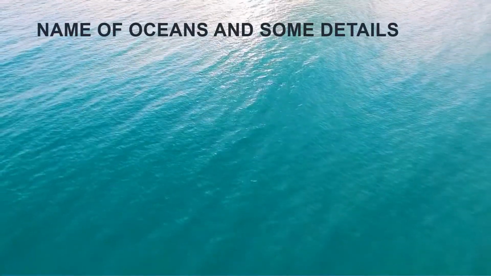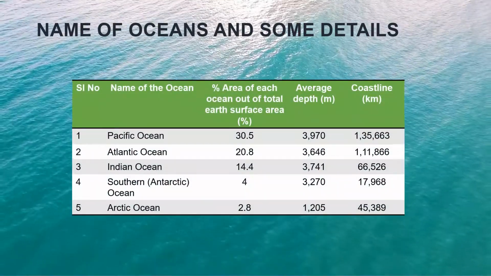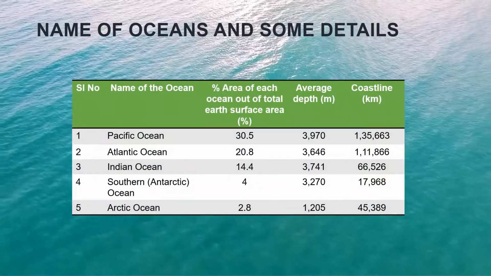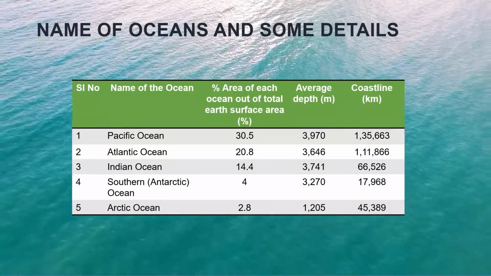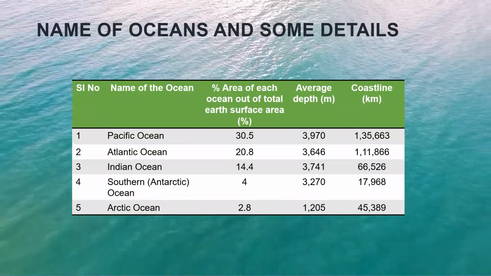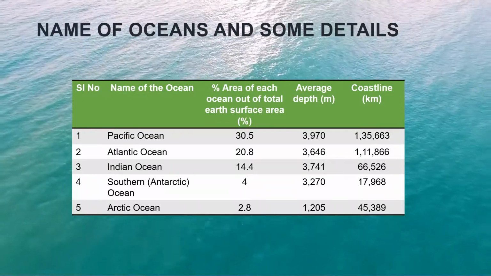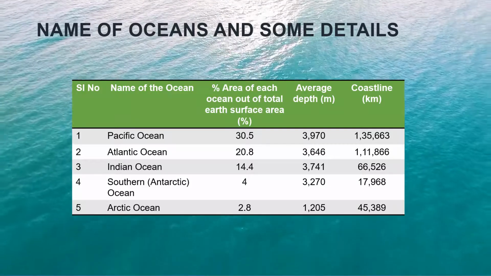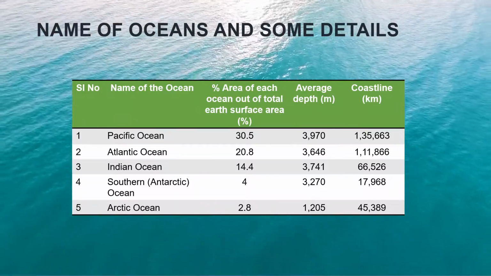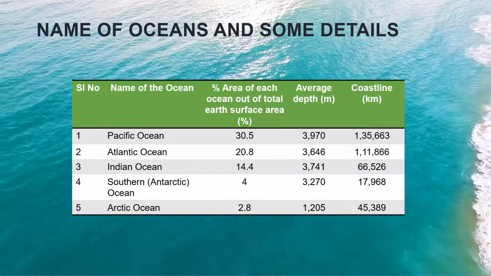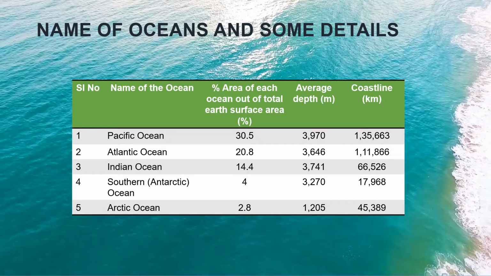Name of oceans and some details. There are 5 major oceans in the world. First one is Pacific Ocean, second Atlantic Ocean, third Indian Ocean, fourth Southern or Antarctic Ocean, fifth Arctic Ocean. Pacific Ocean covers 30.5% of Earth's surface area. Atlantic Ocean covers 20.8% of Earth's surface area. Indian Ocean covers 14.4% of Earth's surface area. Southern or Antarctic Ocean covers 4% of Earth's surface area. Arctic Ocean covers 2.8% of Earth's surface area.